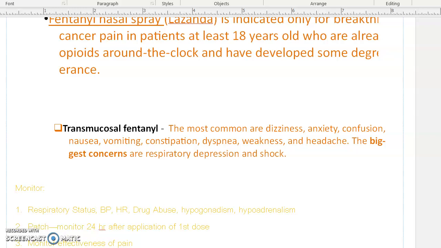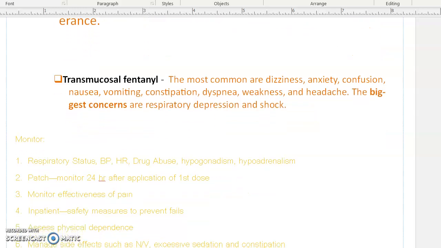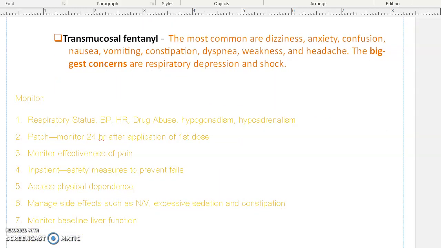And like I say, these are for those people who just aren't getting pain relief anywhere else, but they've already developed some opioid tolerance. Now, as a nurse, you're going to be wanting to monitor their blood pressure, their respiratory status, heart rate. You also want to look for the effectiveness of the pain. Is their adrenal gland functioning below normal? You need fall prevention in place. They're very sedated. You're assessing their physical dependence. You're managing the side effects such as nausea and vomiting, and you're watching for the excessive sedation and constipation. You also want to monitor their liver functions with this.